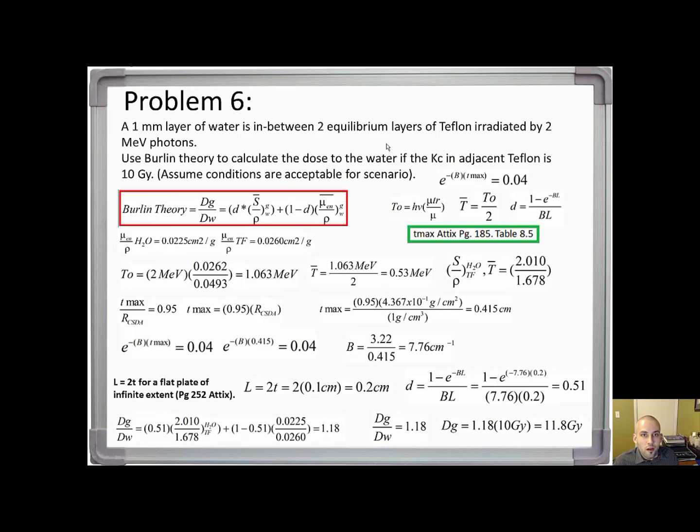But in our calculation, we're looking at equilibrium layers. And for our calculation, the collision kerma was given. It's equilibrium, so we can say it's approximate of a dose is 10 gray. So I can go ahead and plug in 10 gray for the DW, which is the medium or Teflon, and I get a final answer of dose in water, which is the cavity in this case, of 11.8 gray.